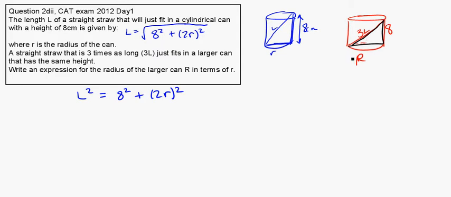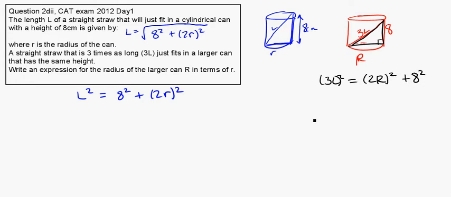So here we go, writing it. We're going to have (3L) squared is going to be equal to, not r squared, that's only halfway across, (2R) squared plus 8 squared. So again, that's Pythagoras. The long side, the hypotenuse squared, is equal to the short side squared plus the short side squared. So again, the diameter, (2R) squared plus 8 squared, the height.